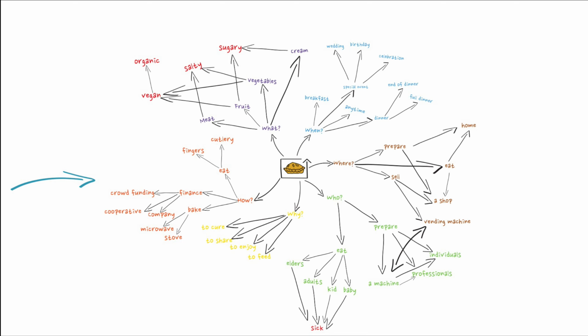In the mind map that we created, it's just a first draft of what we could do, because we see that we can really find more words, find more connection.